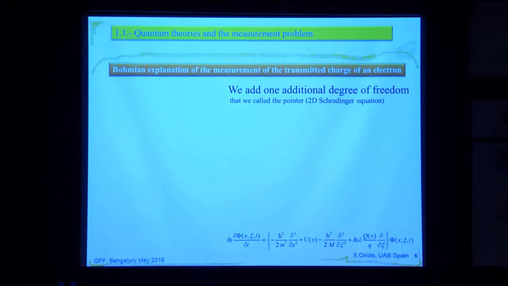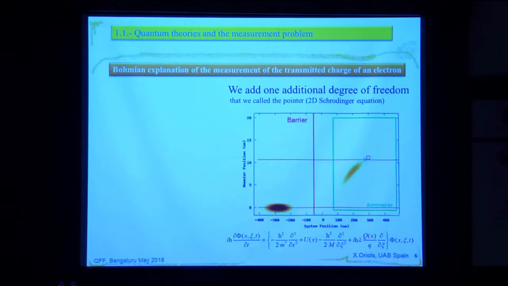To make a measurement in Bohmian mechanics, you have to add just one additional degree of freedom, what is called the pointer. So this is the Schrodinger equation. This is your system. This is your pointer. This is some potential for the system. And this is the interaction between the pointer, this x, and this degree of freedom. And then you have a two-dimensional problem instead of a one-dimensional problem to study this system.